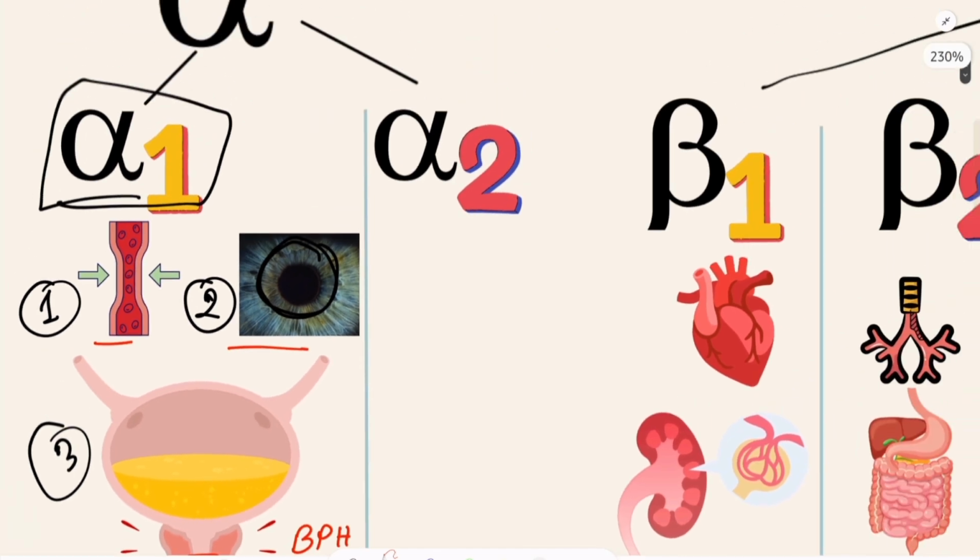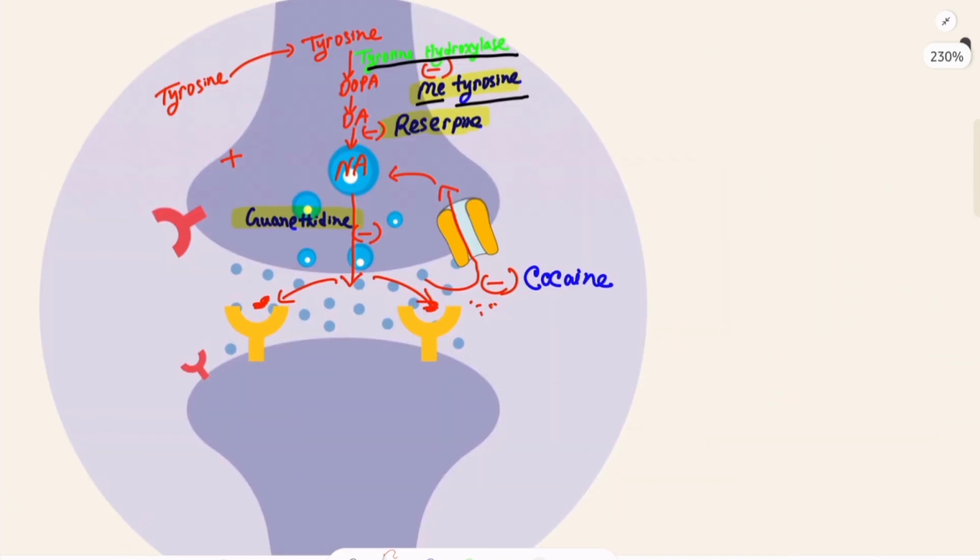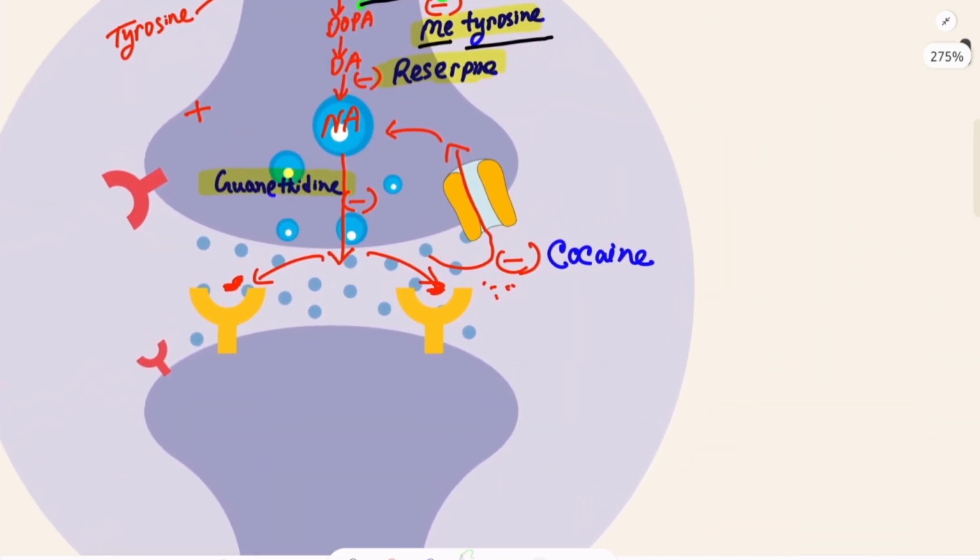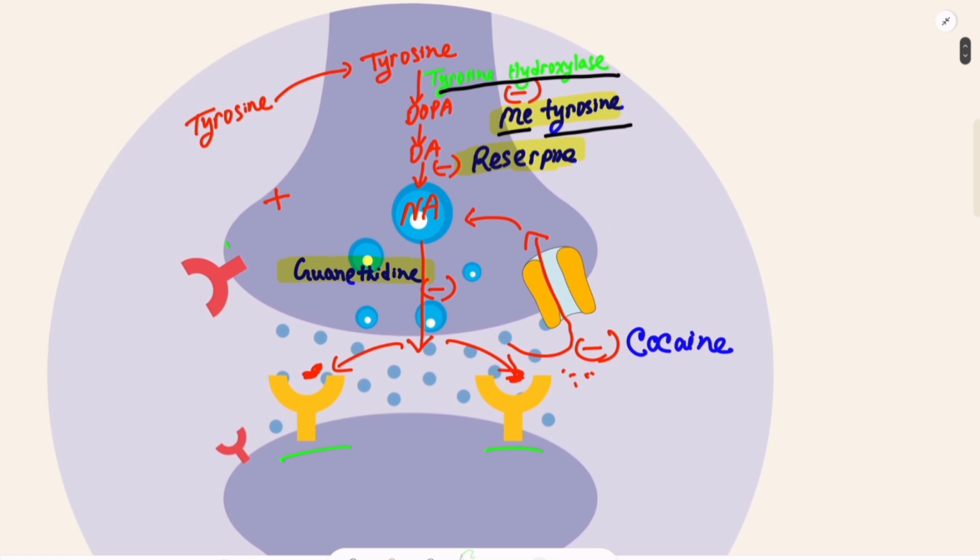Now coming to alpha 2 receptor. Receptors may be present here, meaning postsynaptically, like we discussed earlier, M1, M2, M3, and just now alpha 1. But some receptors are present here also.